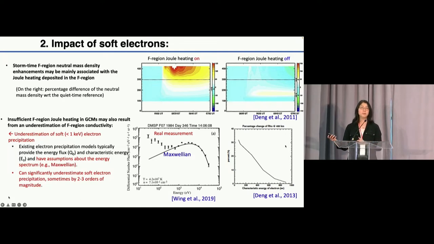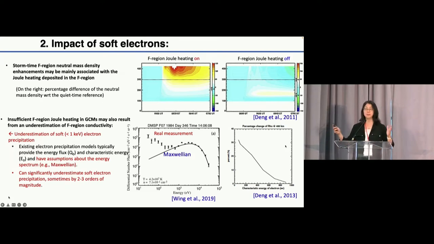Another reason could be the inaccuracy of the altitudinal distribution of geo heating through underestimation of the soft particles. Because if you have fewer soft particles in the simulation, then maybe you will underestimate the geo heating deposited in the F region. And indeed, we did some simulation experiments. And when the energy of the particle precipitation goes down to 200 eV, then the impact on the neutral density at 400 kilometers increased dramatically.